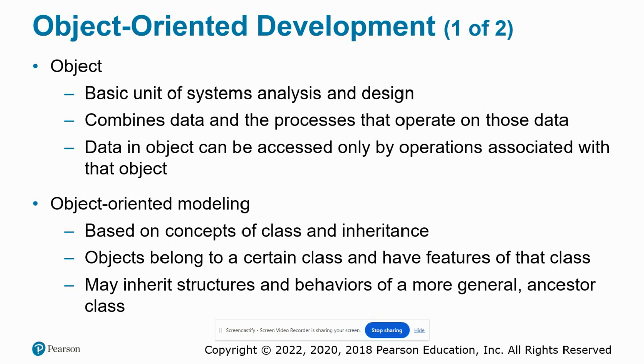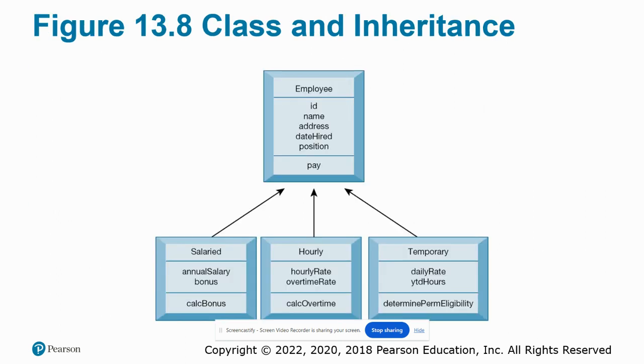Here we introduce the second of the two main system modeling methodologies, object-oriented development. A key concept here is that of class and inheritance. This figure illustrates how classes inherit the common features of their superclass. This graphic illustrates the concept of class and inheritance in object-oriented development.